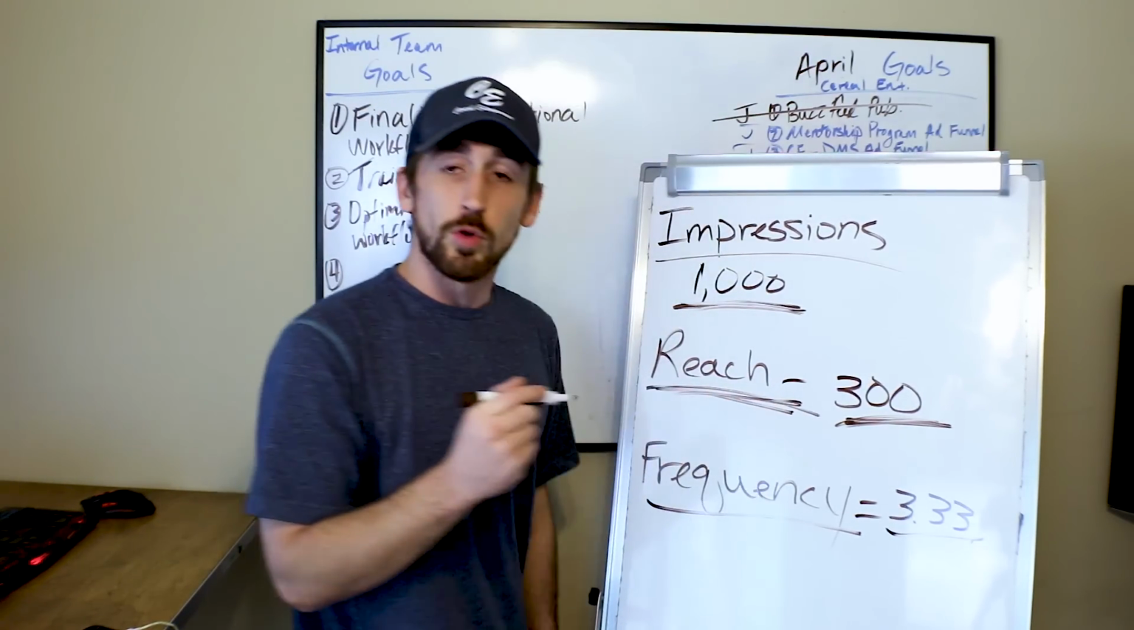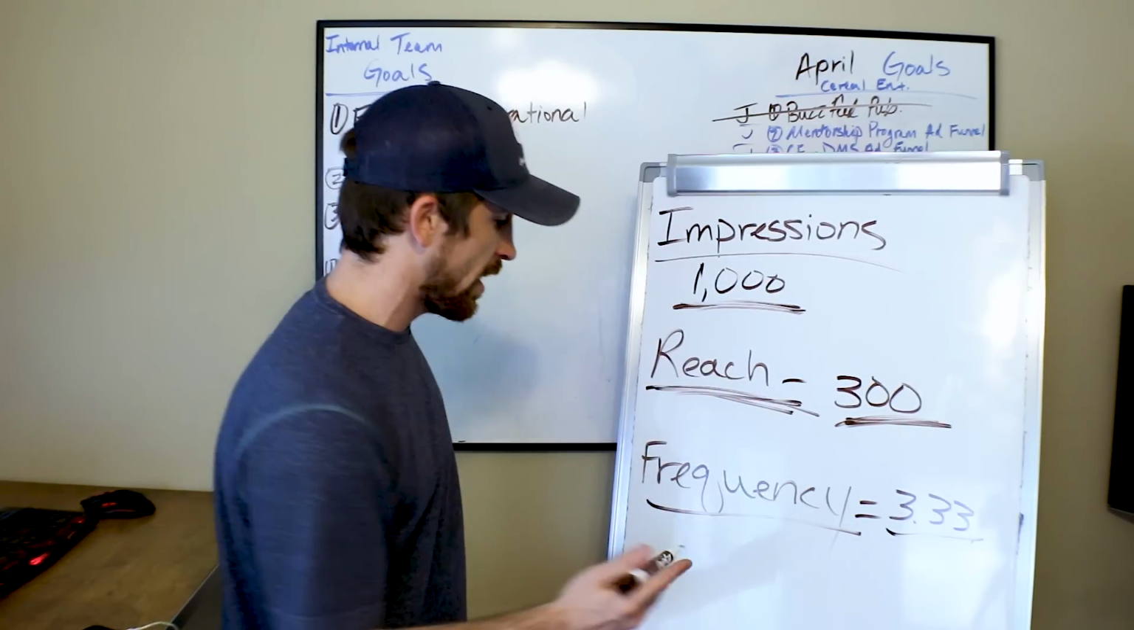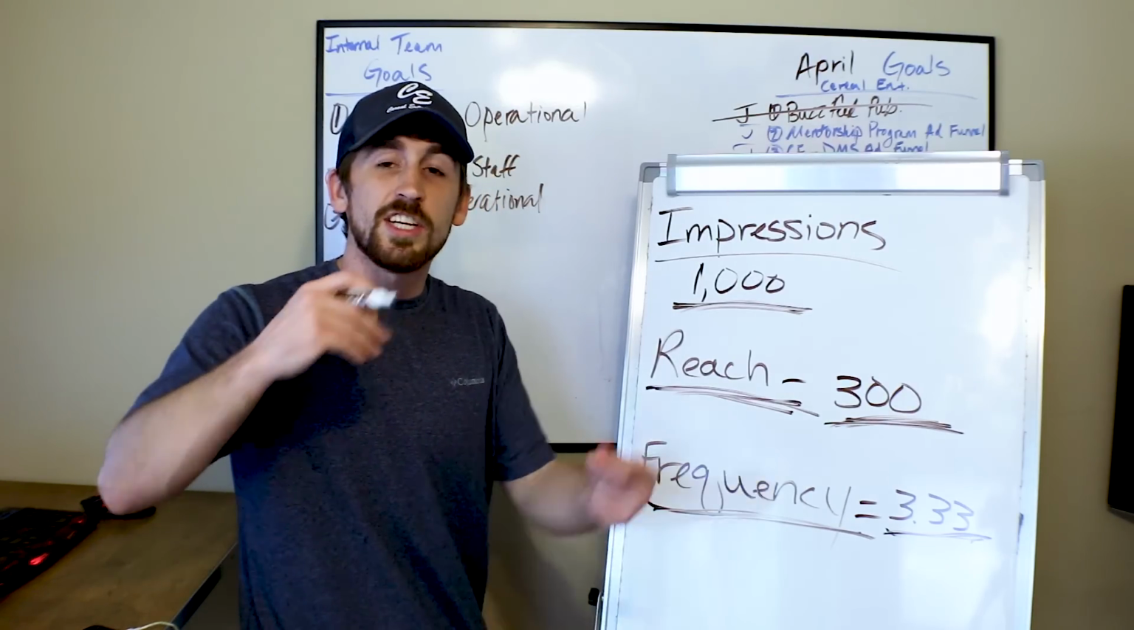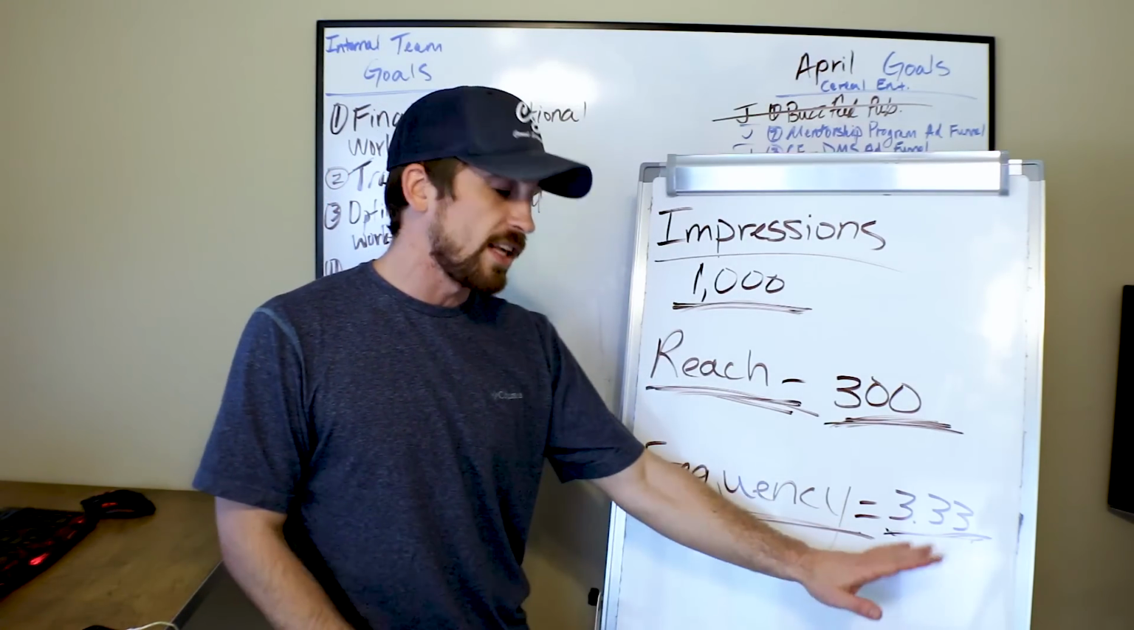Reach is how many individual people, or how many unique viewers, saw that ad. And then frequency says, okay, what is our impressions divided by our reach? Out of all the times our ad was shown, how many people saw it uniquely, and that is our frequency. So it's how many times each person, on average, is seeing that ad.